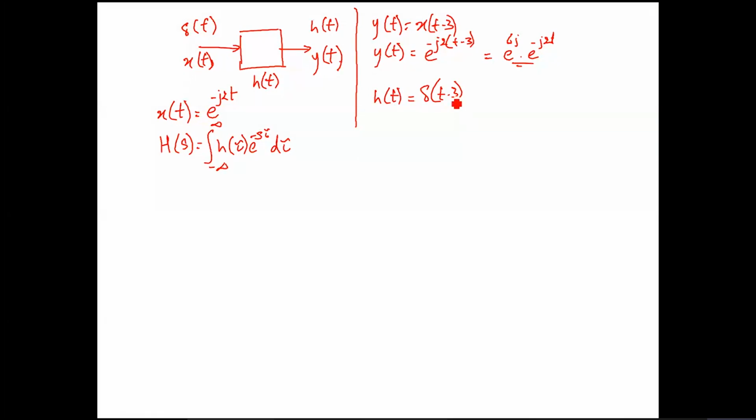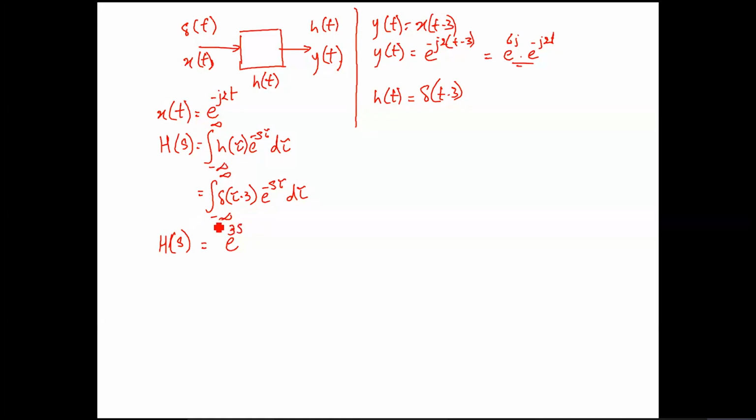So from here we can find out delta t minus 3 is basically h of t, and from here we can just plug the value here: integral from minus infinity to infinity of delta tau minus 3 into e raised to power of minus s tau d tau. And we can directly write the answer here. H of s comes out to be equal to e raised to power of minus 3s, or minus s3. So this is your h of s.